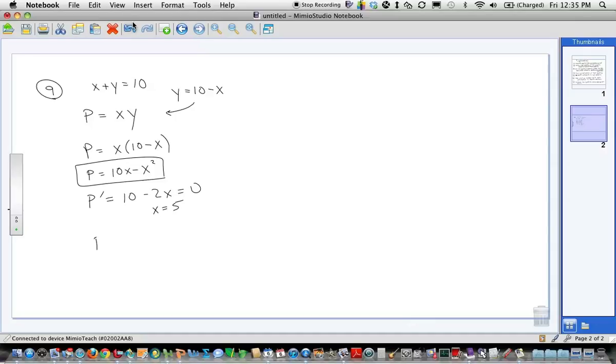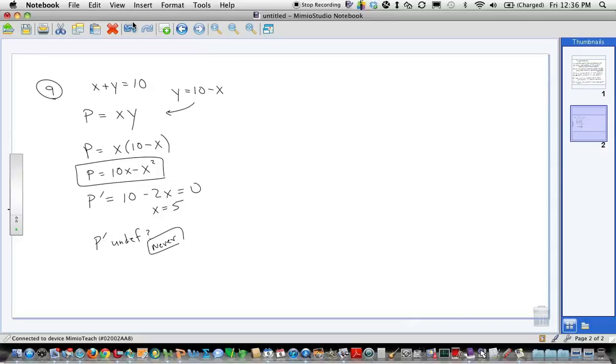P prime undefined? Never. P prime is just a linear equation, so it's never undefined. About the only time a derivative is going to be undefined is when you have a fraction and the bottom is 0. That's the most common time a derivative is undefined. So a lot of times the answer to this is never.